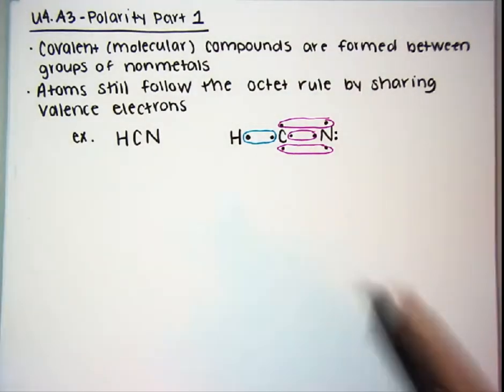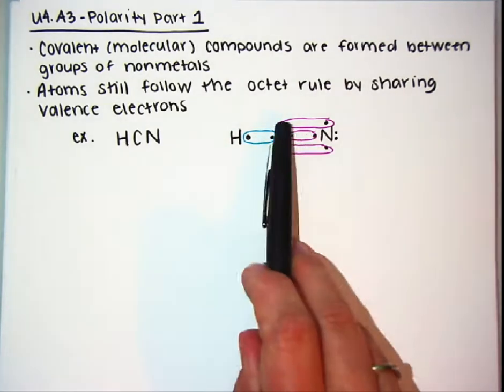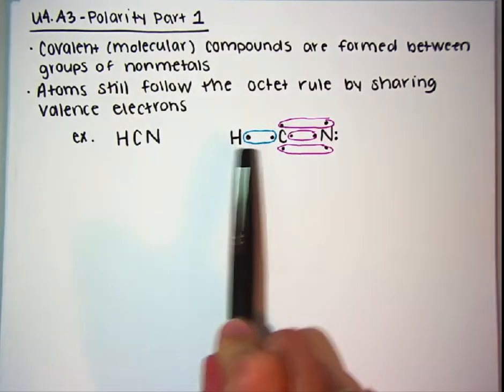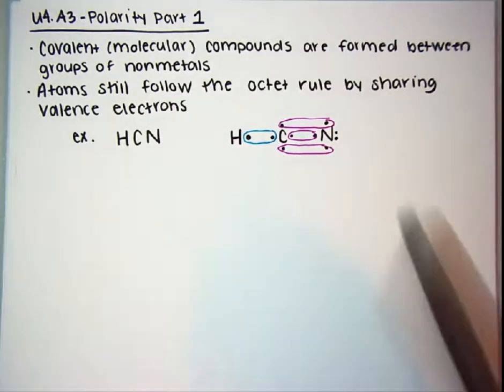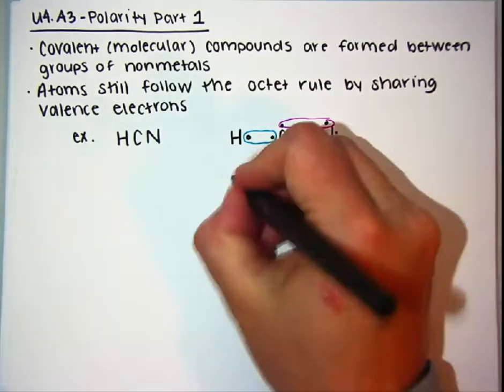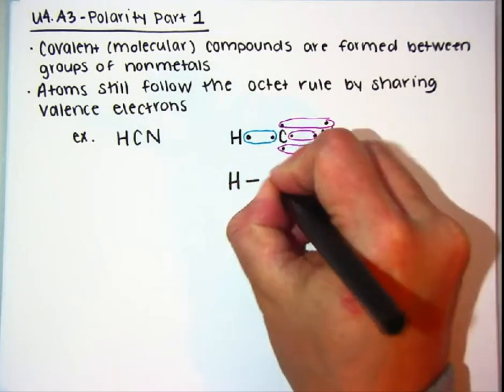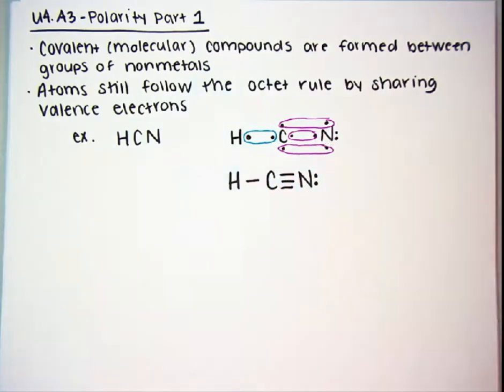So carbon now has 8 valence electrons: 1, 2, 3, 4, 5, 6, 7, 8. 4 of its own, 1 shared from hydrogen, 3 shared from nitrogen. Same thing with nitrogen. It has 1, 2, 3, 4, 5, 6, 7, 8 valence electrons. So by sharing valence electrons, each atom completes its octet. Hydrogen has 2 electrons, which means it has its full s orbital, so everything is happy.